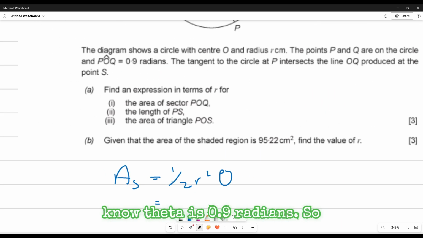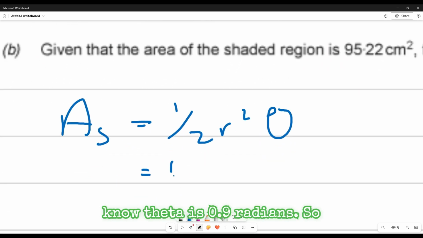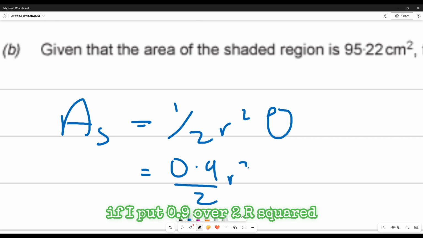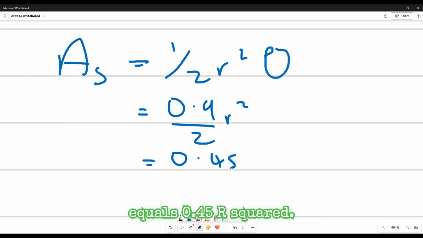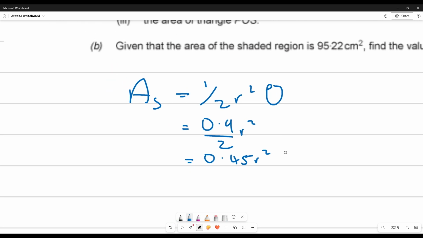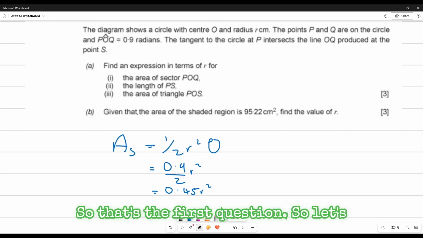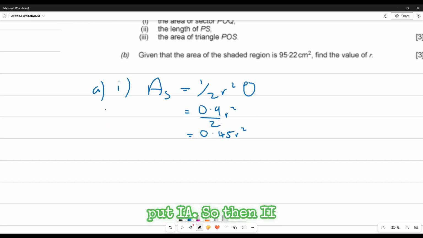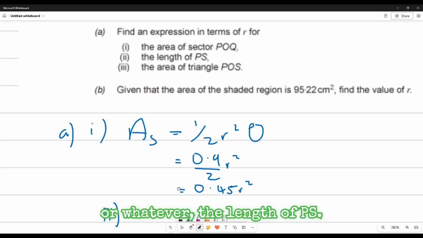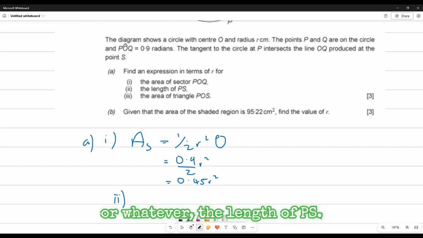And we know theta is 0.9 radians. So if I put 0.9 over 2 r squared equals 0.45 r squared. So that's the first question. So let's put part ii, the length of PS.